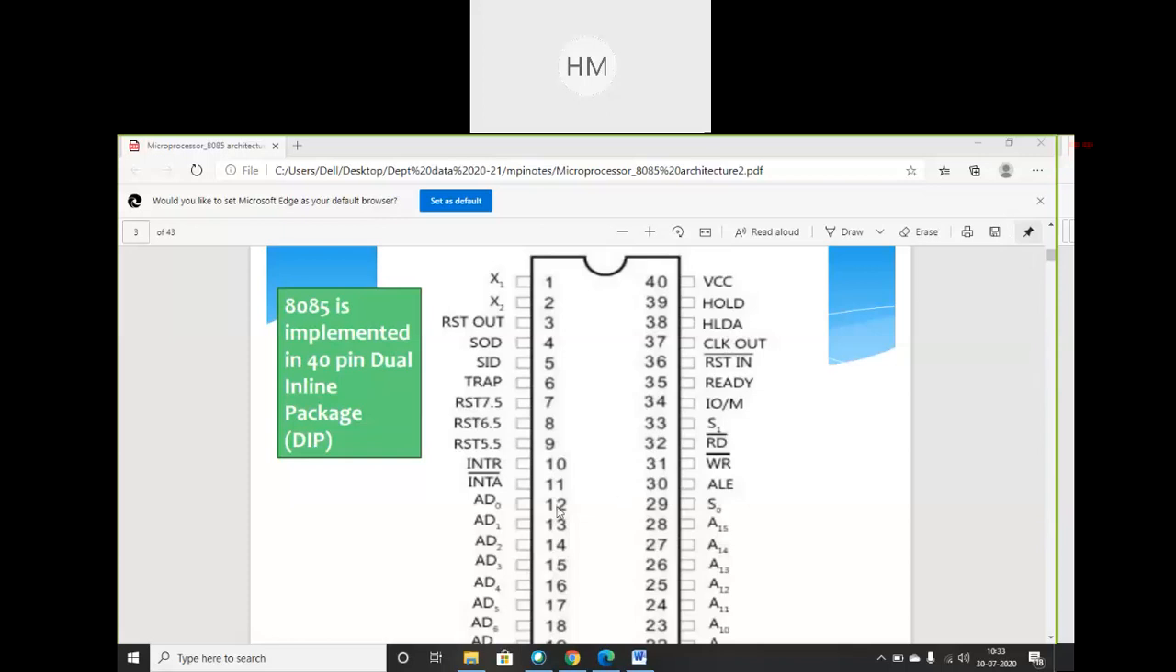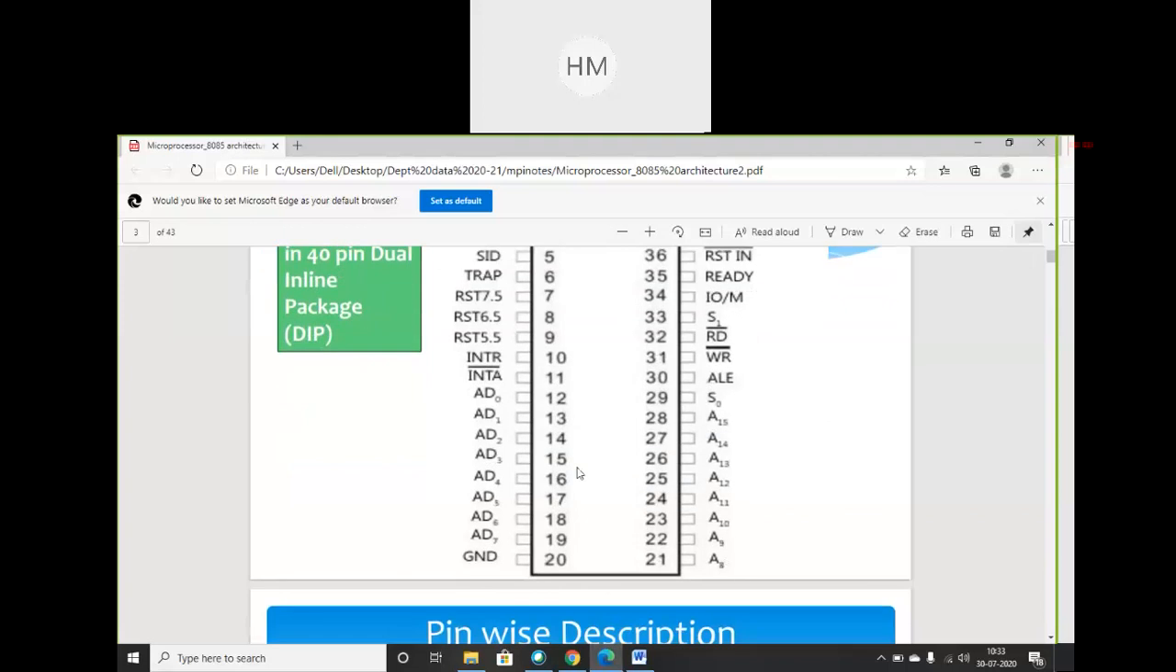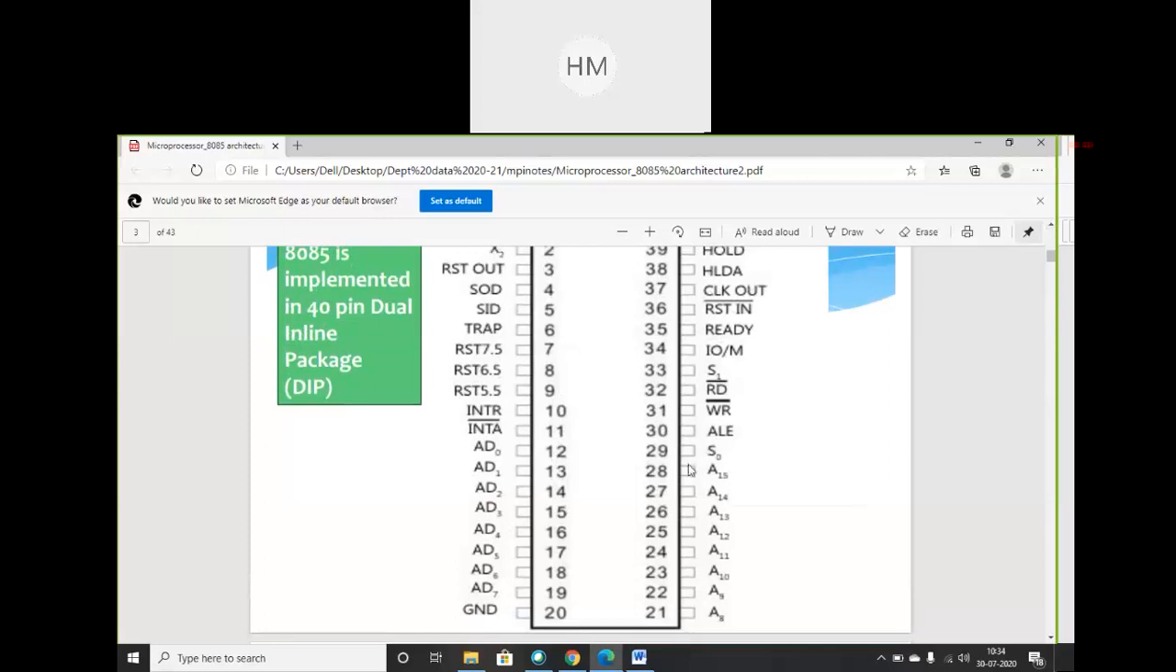So after that, pin number 12 to 19. It is AD0 to AD7. That means address data pin 0 to pin number 7. Okay, so 8-bit address and data. Then pin number 20 is ground. Okay, then pin number 21 to 28, we are having A8 to A15 address lines.